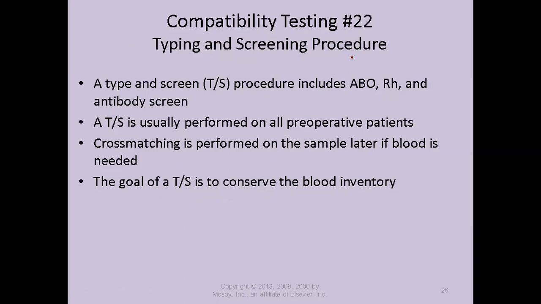Type and screen procedure is referred to as TNS, and you may recall this from phlebotomy. When we're talking about type and screen, it includes ABO, Rh, and antibody screen, and it's performed on all patients before surgeries. In a non-emergent situation, cross-matching is performed on the sample later if blood is needed, and the goal of a TNS is to conserve the blood inventory.